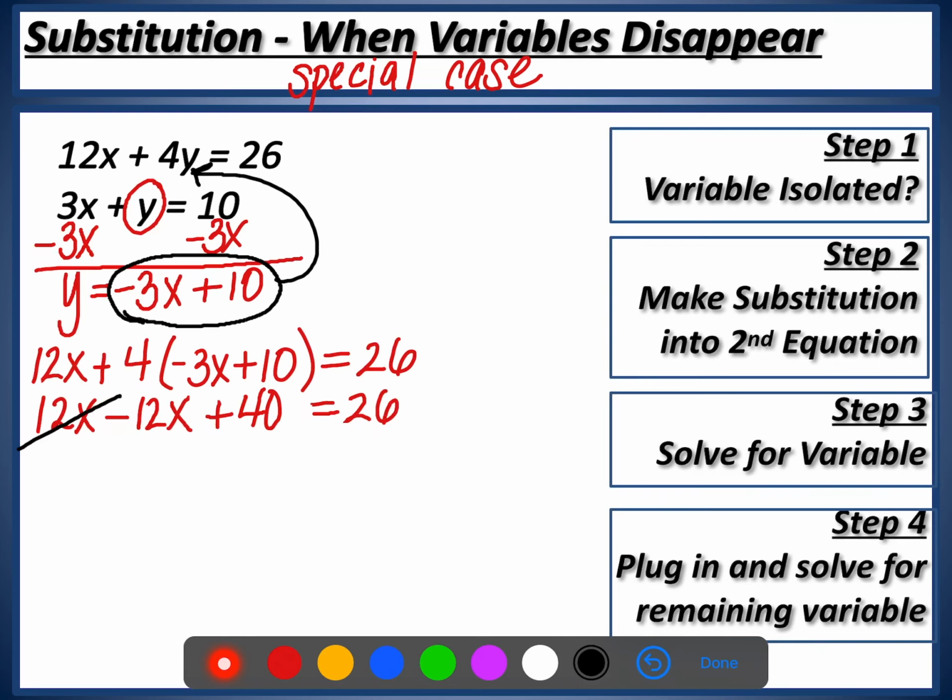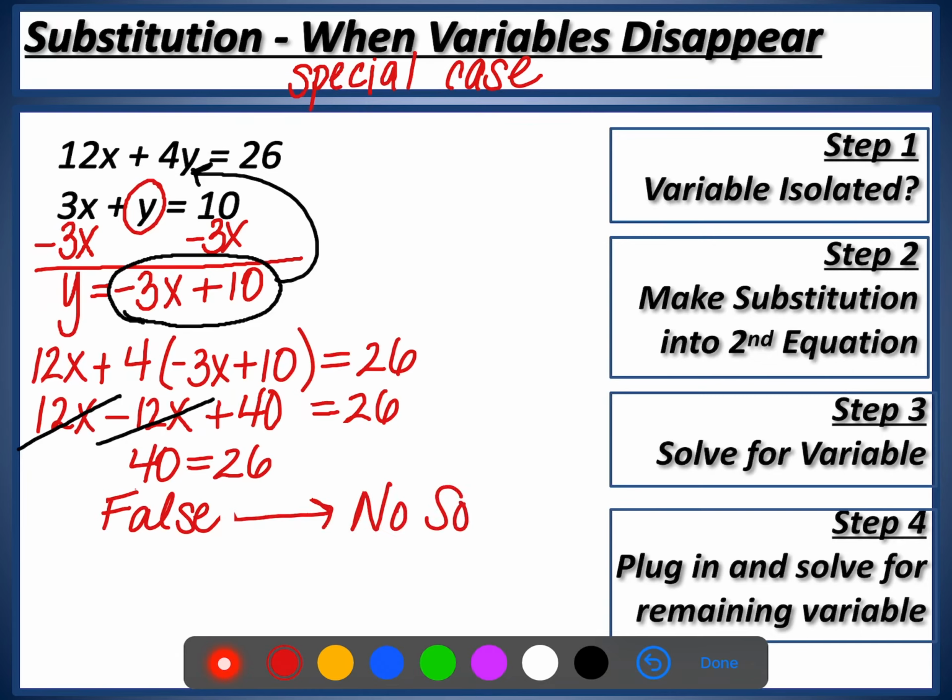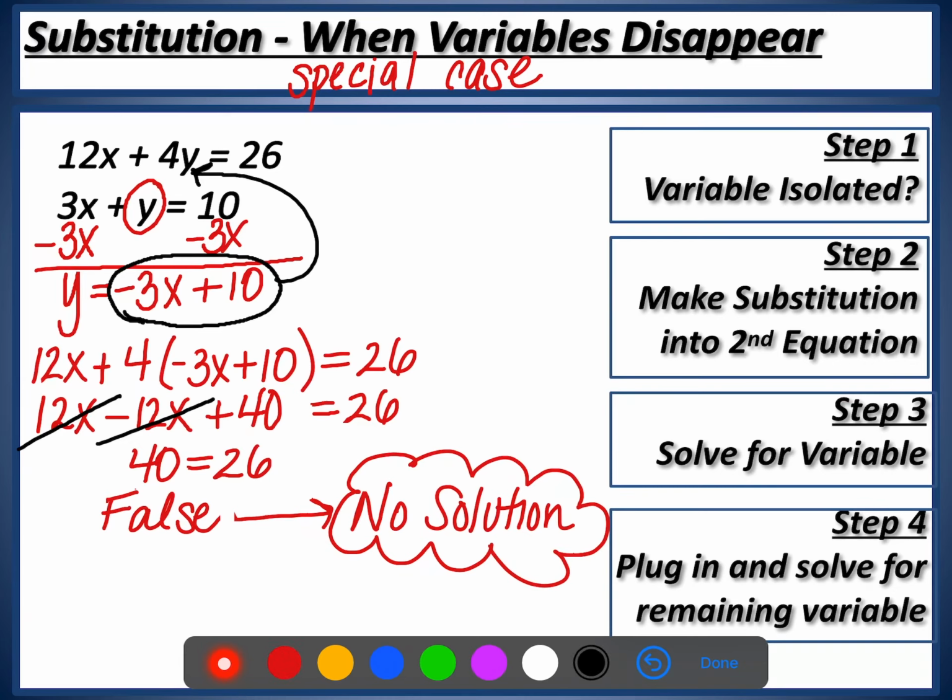Okay, so as I go to solve 12x minus 12x, that cancels. And I'm left with 40 equals 26. Well, ask yourself, is this a true or false statement now? This is false. So we know that means no solution. Okay, so if we compare this to a graphing situation, how do we get no solution? No solution comes from parallel lines.